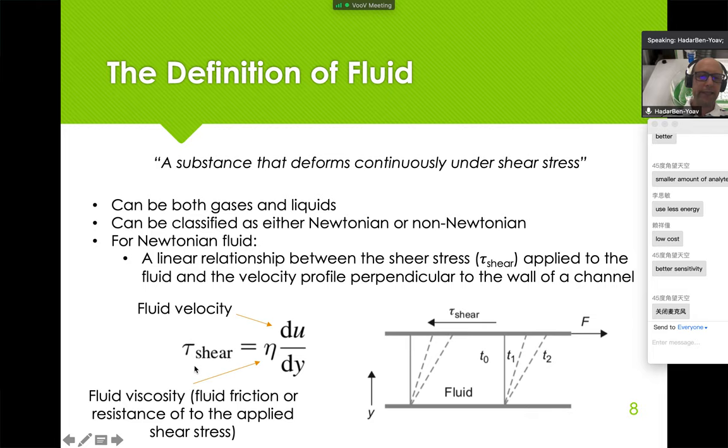So the tau, the shear stress itself, equals the fluid viscosity. It's the fluid friction or resistance to the applied shear stress. This is the viscosity, eta, times the derivative of the fluid velocity in the y direction, which is the direction towards the wall. So the change of the velocity towards the wall, times the fluid viscosity, equals the shear stress tau. Shear stress is the effect of how much the wall will deform the fluid. Any questions on this slide?